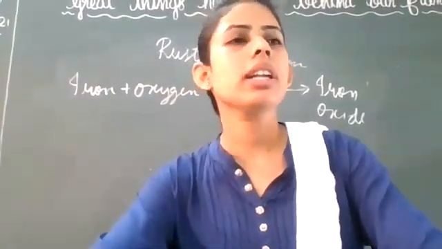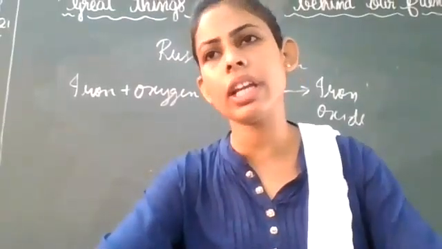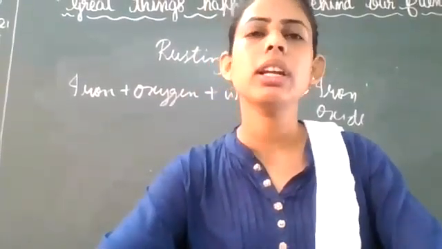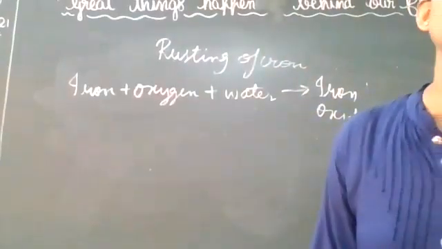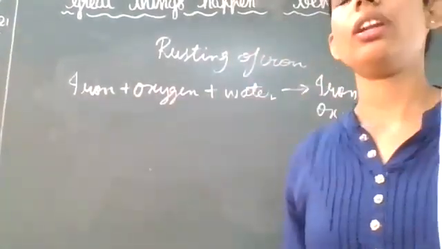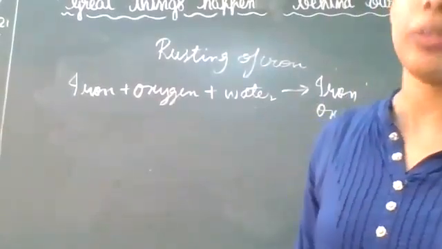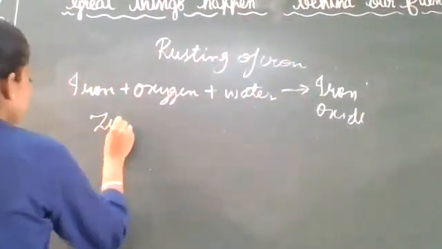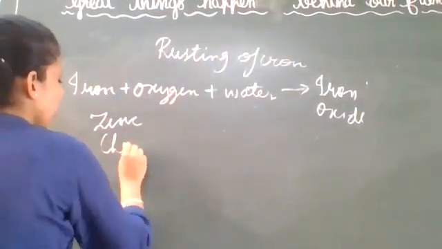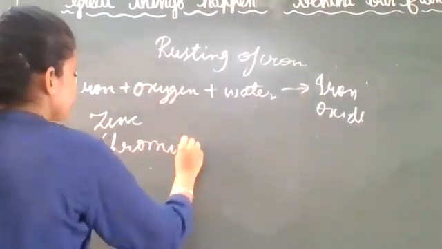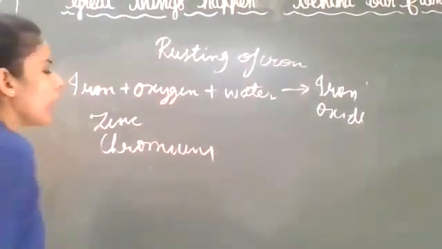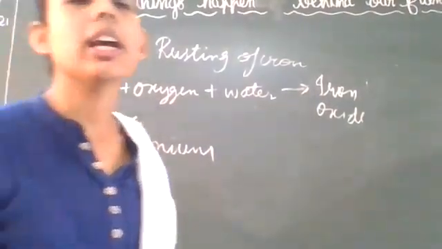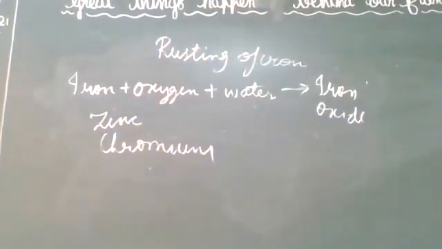We can prevent rusting by applying paint, oil or grease. And also we can deposit a layer of another metal, for example zinc or chromium, on iron so that it does not get rusted, and the process is called galvanization.